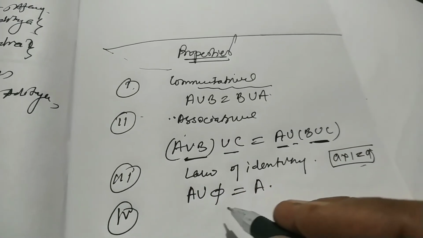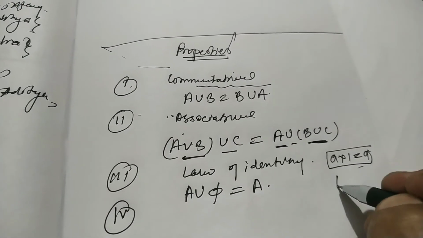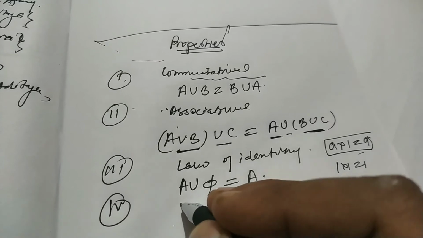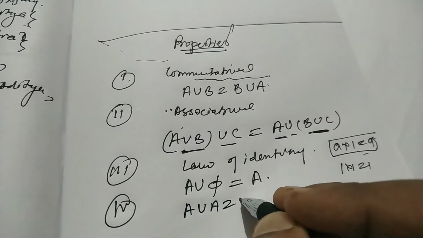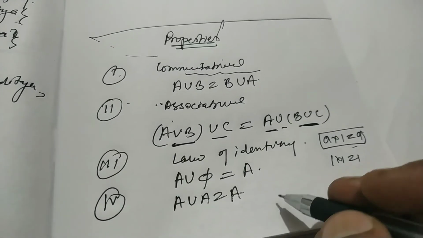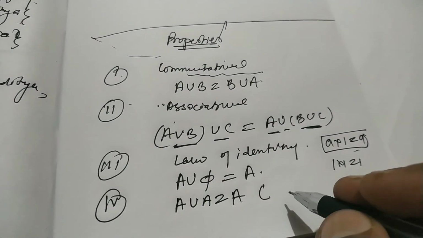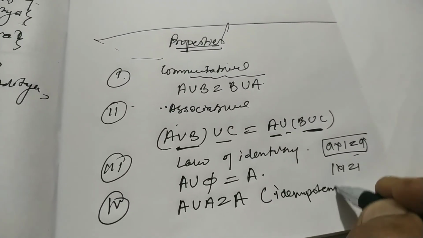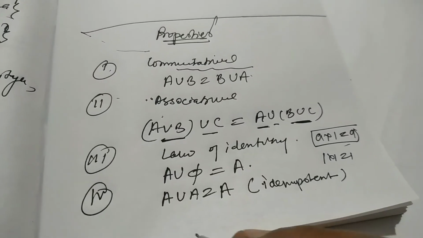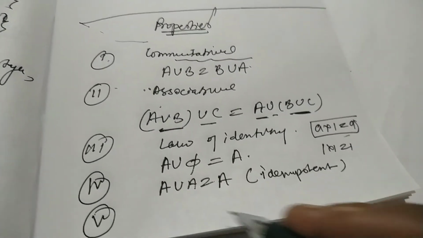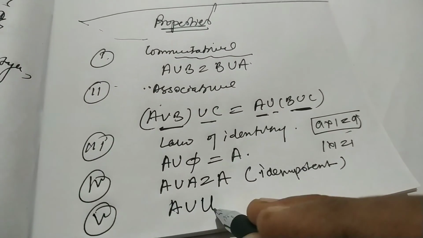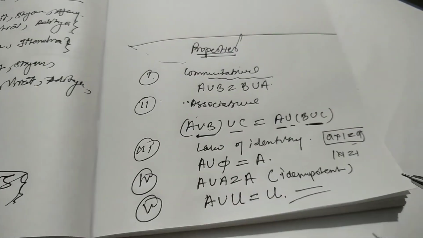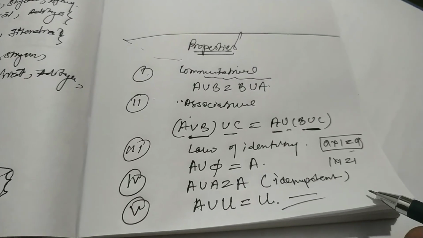Now the fourth is called idempotent. If 1 is multiplied by 1, it is 1. 1 plus 0 is 1. It is the same thing. A union A is equal to A, it remains the same. The set is joining itself. This is called the idempotent law. The last one is called the law of universe: A union the universal set is the universal set. So these are the properties of the union. Thank you students.